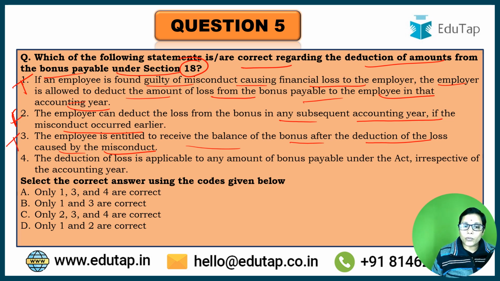So this is true. The deduction of loss is applicable to any amount of bonus payable under the act irrespective of the accounting year. No, ऐसा कुछ नहीं. जिस accounting year का उसी accounting year में close करना पड़ेगा, उसको कैरी फॉरवर्ड नहीं कर सकते उस तरह की चीजों को. सो दिस इज फॉल्स. सो ओनली 1 and 3 आर करेक्ट. सो हियर बी इज द करेक्ट आंसर.